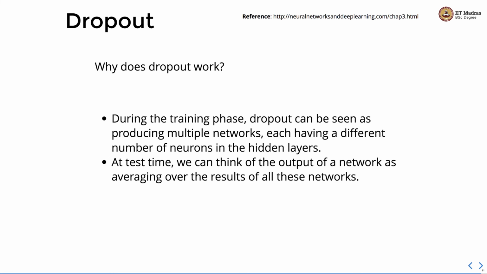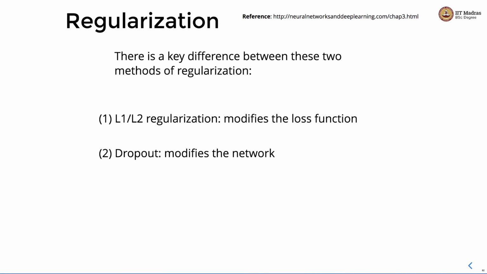You may wonder, why does dropout work? During the training phase, dropout can be seen as producing multiple networks, each having a different number of neurons in the hidden layer. At test time, we can think of the output of the network as averaging over the results of all these networks. There is a key difference between the two methods of regularization. L1 and L2 regularization modify the loss function, whereas dropout modifies the network.